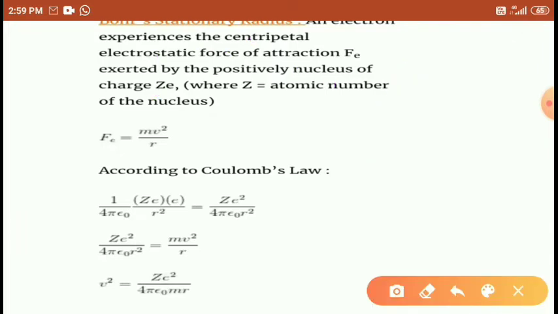The electrostatic force is converted into the centripetal force, and here the force is mv square by r. This is written as Fe is equal to mv square by r. According to Coulomb's law, it is 1 by 4 pi epsilon naught, Ze into e by r square. So Ze stands for the charge.